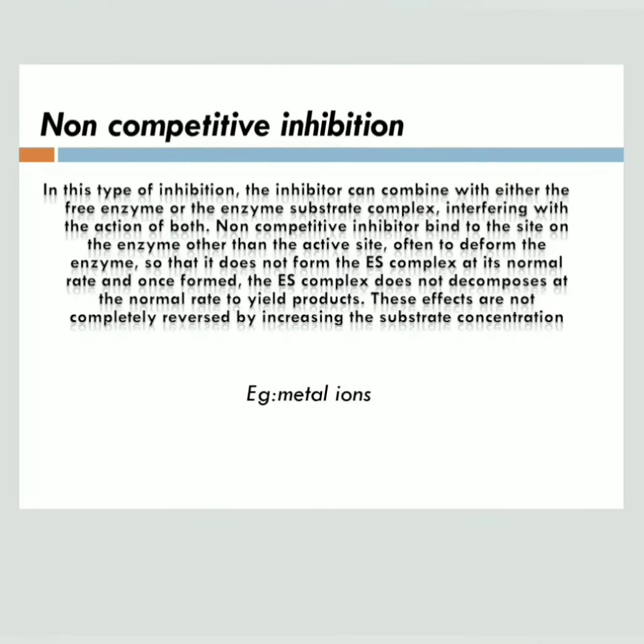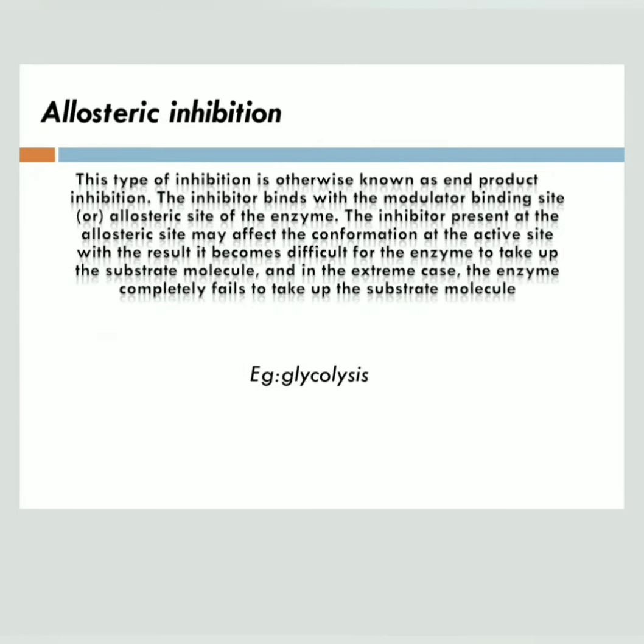In this type of inhibition, the inhibitor will bind either the free enzyme or the enzyme-substrate complex, because it is not binding at the active site. It binds elsewhere and deforms the enzyme, so it does not form the complex normally, and the reaction will be blocked. So other than the active site, they will bind. Example, metal ions. Next one is the allosteric inhibition.